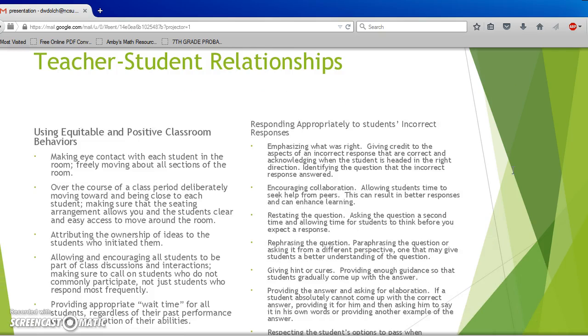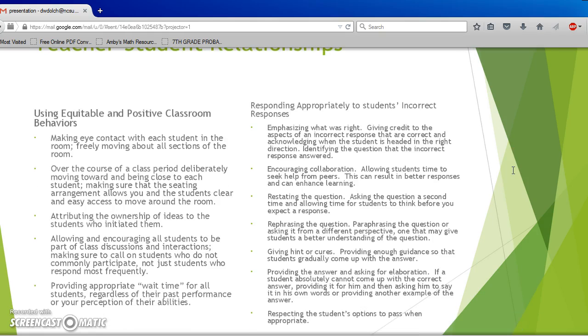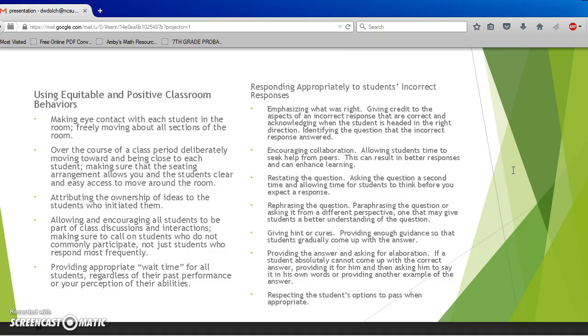Also, in teacher-student relationships, there's another aspect, which is using equitable and positive classroom behaviors. This includes making eye contact with each student in the room, freely moving about all sections of the room. Over the course of a class period, deliberately moving toward and being close to each student, making sure that the seating arrangement allows you and the student clear and easy access to move around the room.